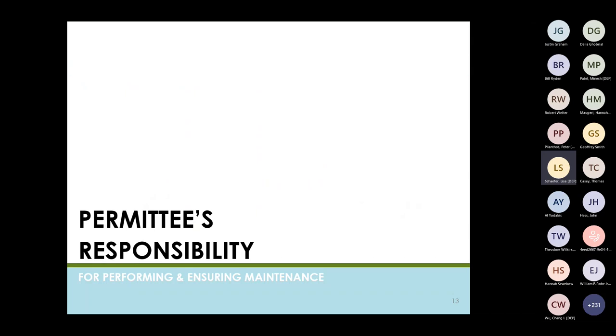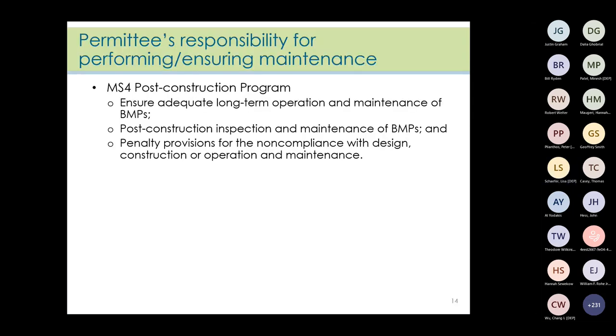Well then, what are the permit requirements regarding maintenance of stormwater BMPs? So as was previously mentioned, the Tier A, public complex, and highway agency permits require that the permittee ensure that adequate cleaning, long-term operation, and maintenance of BMPs takes place.